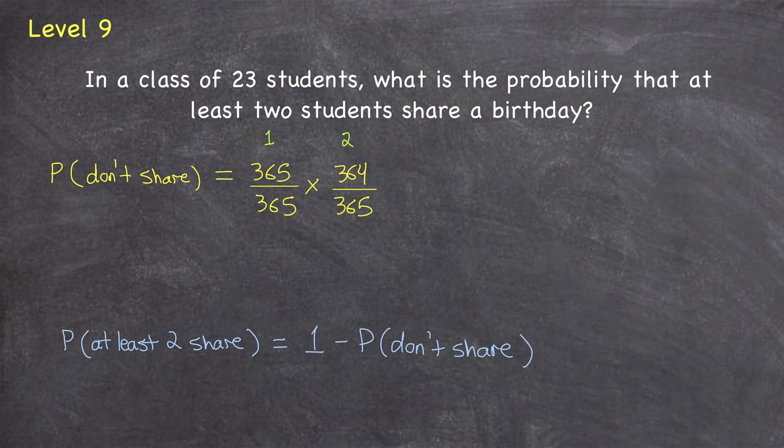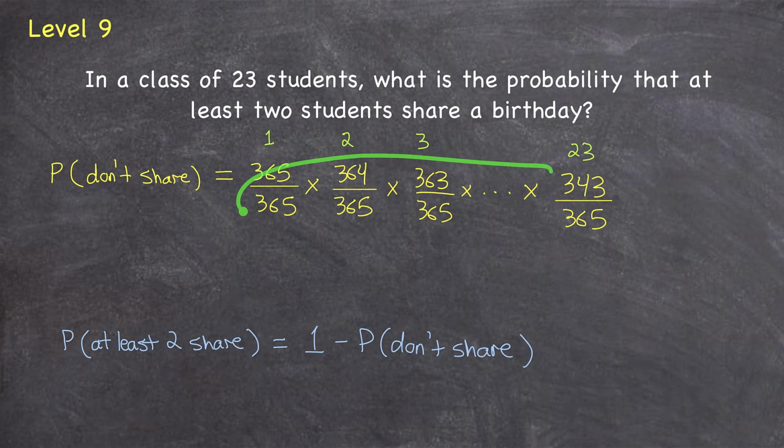And then moving on to student number 3, they can't share a birthday with student number 2 or student number 1, which means there are only 363 days left they can choose from of the 365 days. And you can see how this pattern would go. This is going to keep going until we get all the way down to student number 23. They're not going to be allowed to share a birthday with any of the previous 22 students, which means subtracting 22 from 365, there would be only 343 of the 365 days left that the student could choose from to still have a unique birthday.